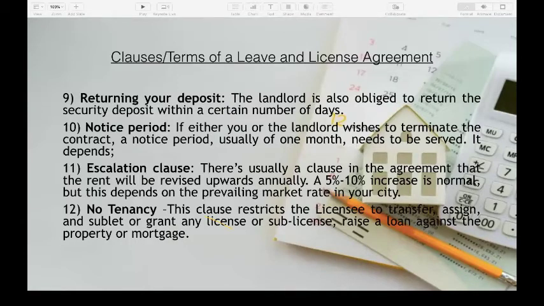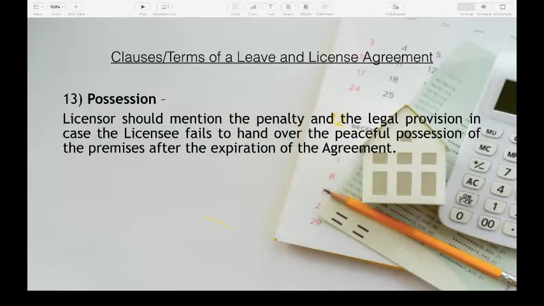When we go ahead to the next slide, possession. Now it's very important: what happens if the leave and license agreement has been terminated or the period has ended, but the licensee is not giving back the licensor the peaceful possession and is refusing to vacate the premises? Usually the leave and license agreement provides that the licensee has to give back peaceful possession within a certain number of days. If not, then legal action will be taken.